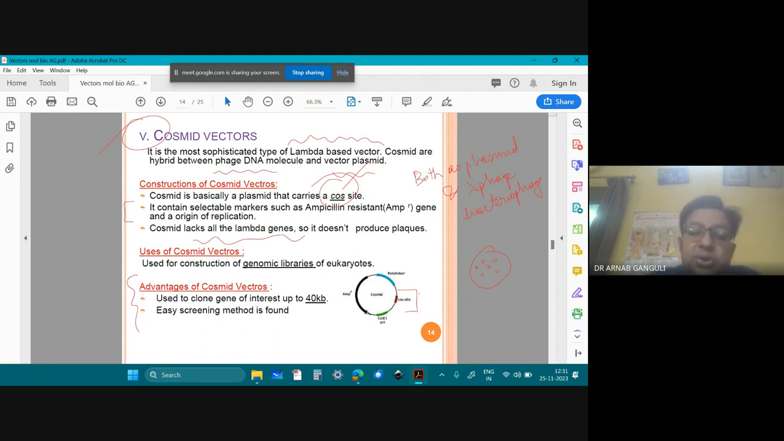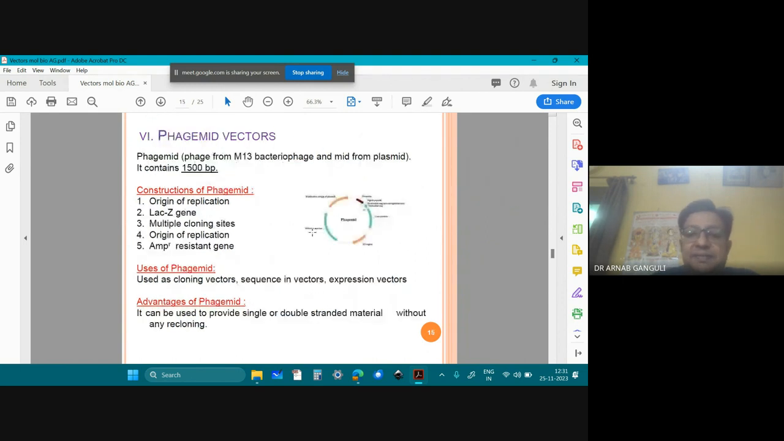The advantage is it is used to clone genes of interest up to 40 kb. The screening method is very easy. Then you have the phagemid vectors. Here, it is a phage from the M13 bacteriophage. The important thing is that it can be used to provide single or double-stranded DNA without any recloning. It has an origin of replication, lacZ gene, multiple cloning site, and an ampicillin resistance gene. It is 1,500 base pairs long.